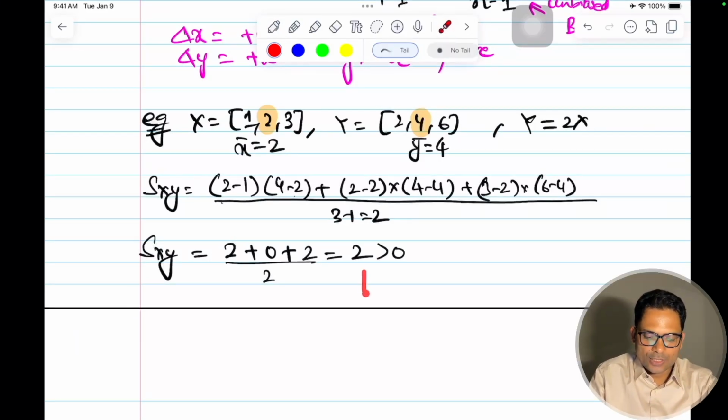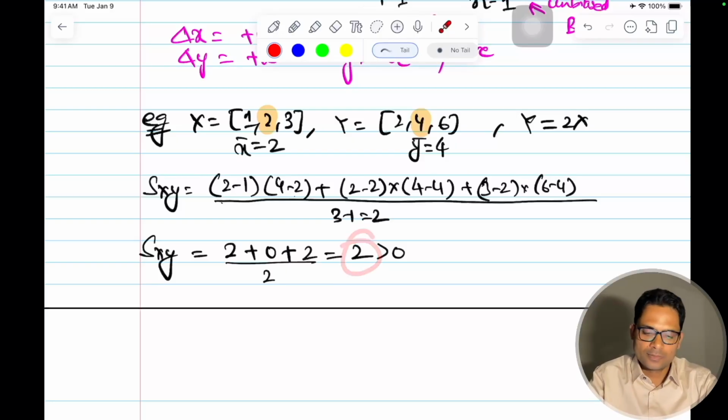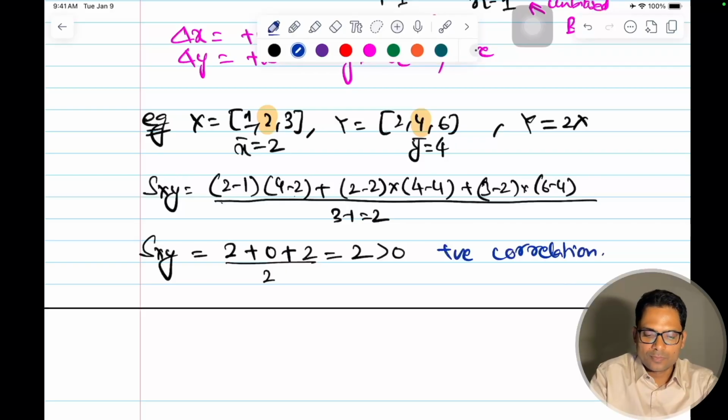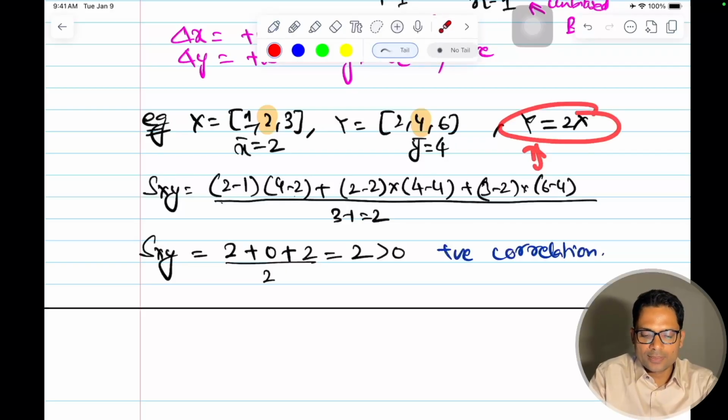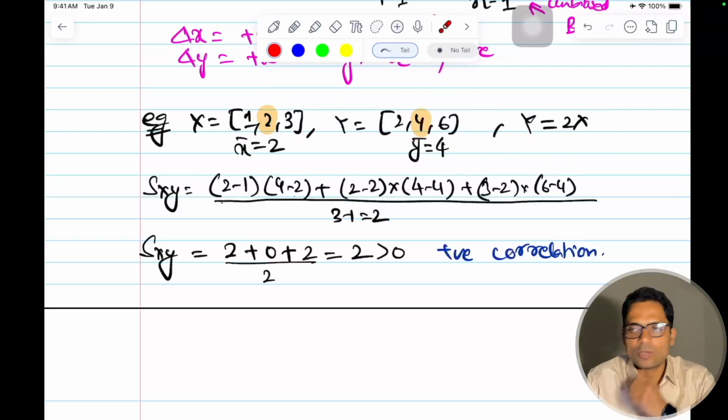The magnitude just tells me whether it's positive or negative. The magnitude doesn't matter here. So this means a positive correlation. And that's what we see here, that y is equal to 2x. If x increases, y will also increase. It's simple. One is just a double of this. I hope this is clear.